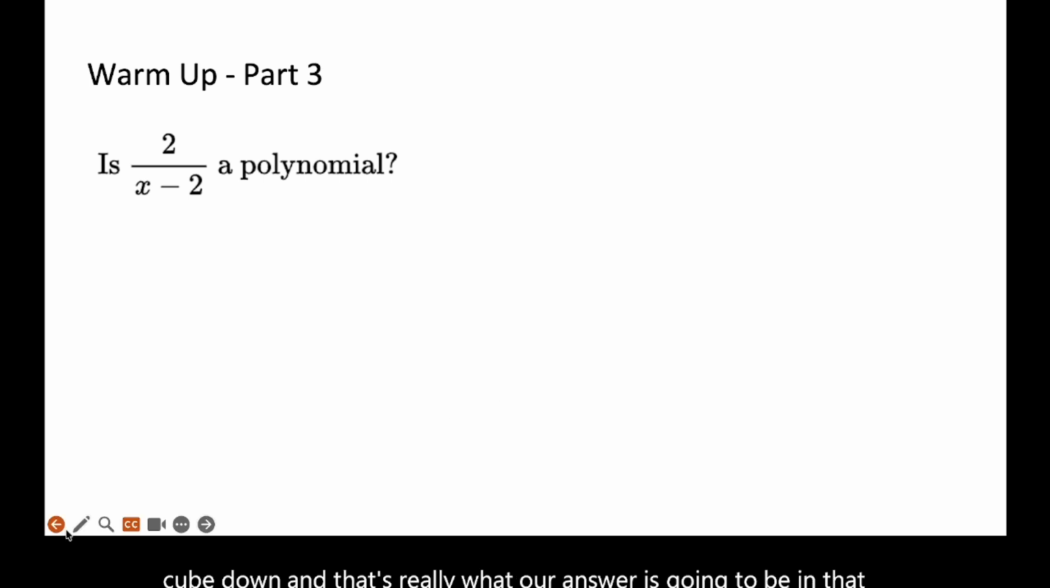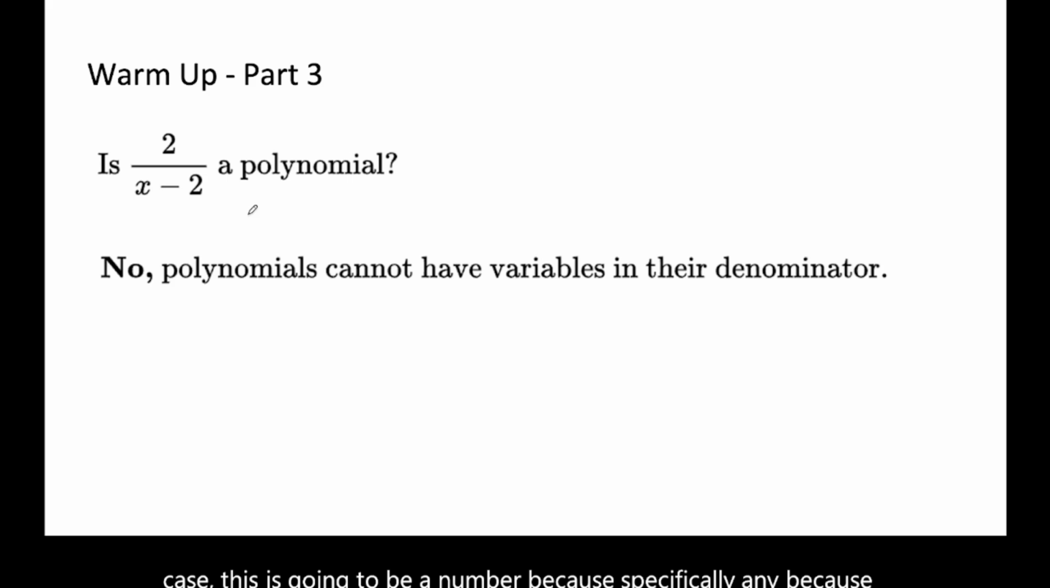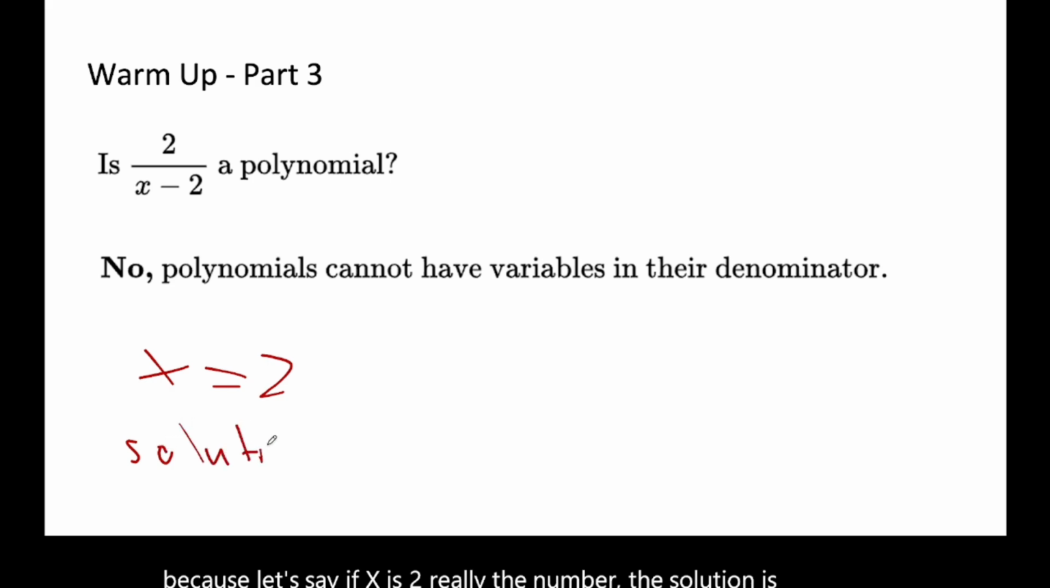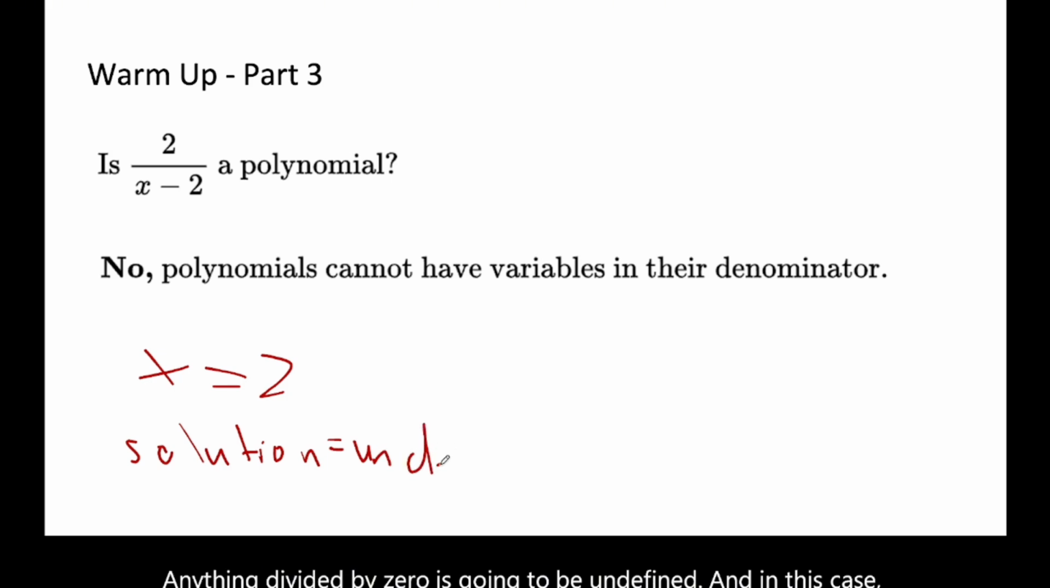Now, let's talk about how to identify if something is a polynomial or not. In this case, is this a polynomial? This is going to be a no, because you can't have a variable in the denominator. You can have an expression, but with a variable in the denominator it's not possible, because let's say if x is 2, the solution is undefined. Anything divided by 0 is undefined, and that's what we're seeing here. So that's the warm-ups for those specific problems.